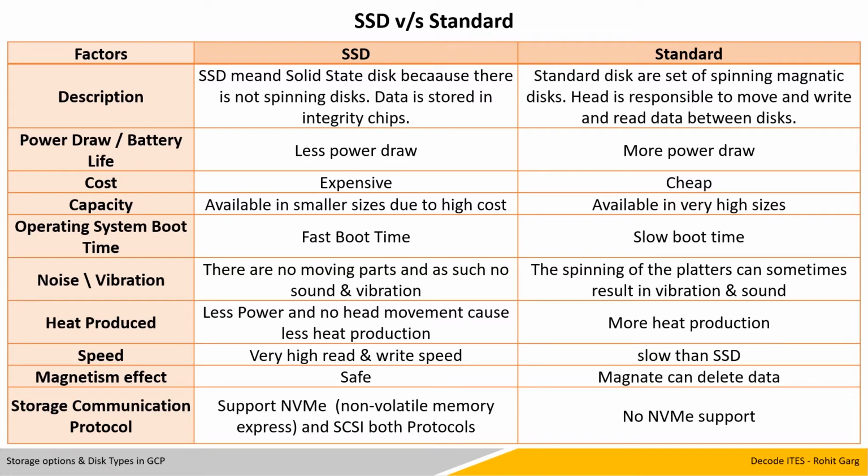Magnetic effect: in SSD, data is saved in chips. There is no impact of magnets on SSD drives. Whereas standard disks are magnetic disks. Data is saved in the magnetic disk and a magnet can erase that data.